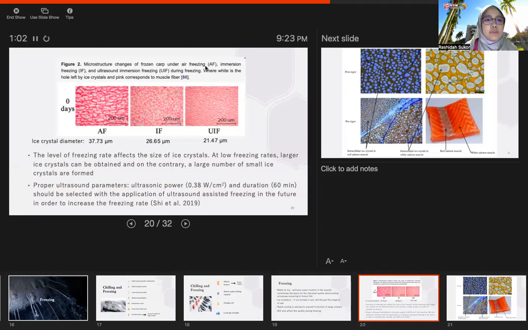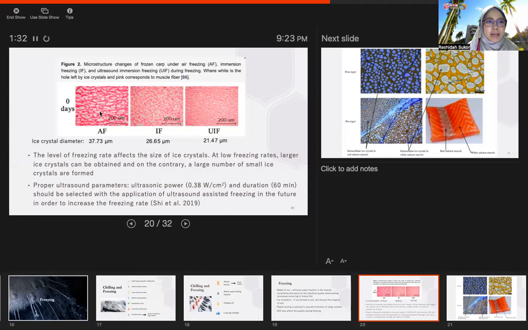Okay, we shall continue. This one is a study that was done to compare how different types of freezing will affect the microstructure of frozen carp, a type of fish. The AF is the air freezing. The IF is the immersion freezing. The UIF is the ultrasound immersion freezing.